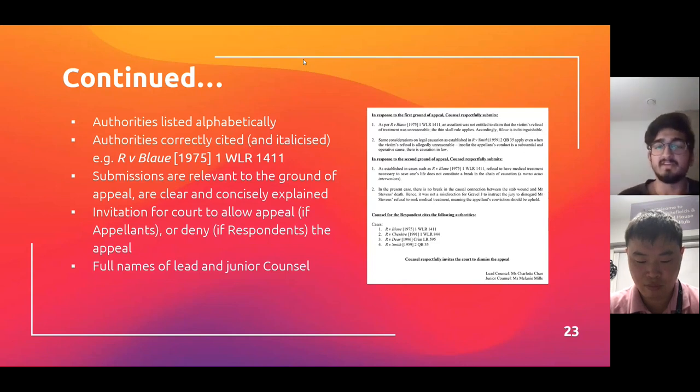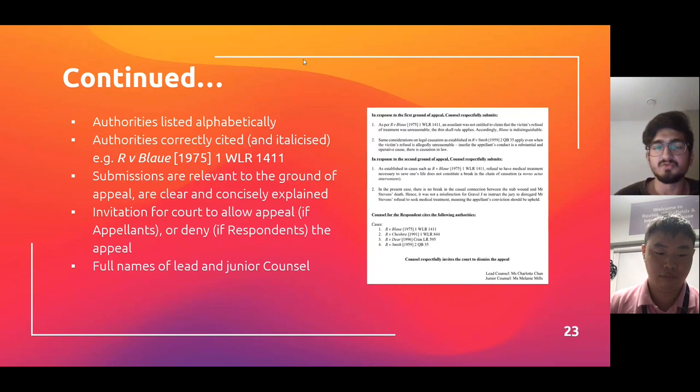And again, citing cases is a very important skill. So say, for example, it's the Crown against Blau in this case, include the date of the law report and then include the full citation of the official law report. So in this case, it was edition 1 of the Weekly Law Reports found at page 1411.